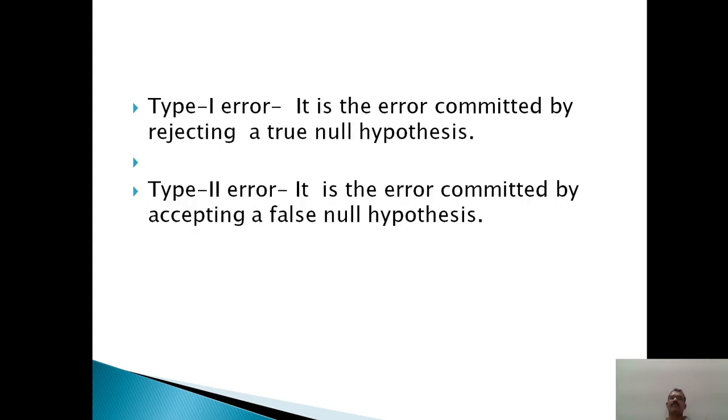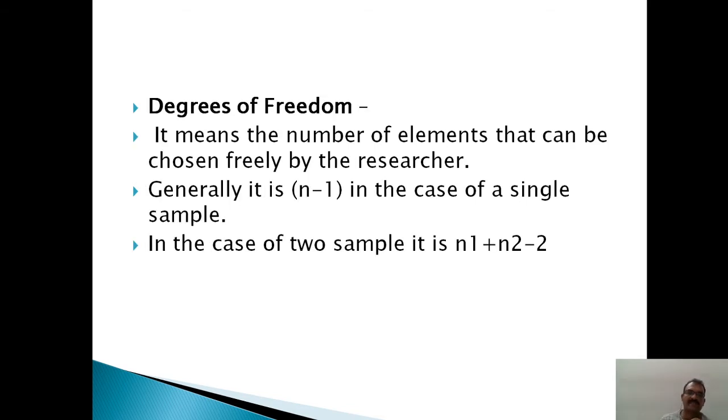Now type 1 error. What is type 1 error? It is the error committed by rejecting a true null hypothesis. That is, rejecting a null hypothesis when it is true. Type 2 error is the error committed by accepting a false null hypothesis.